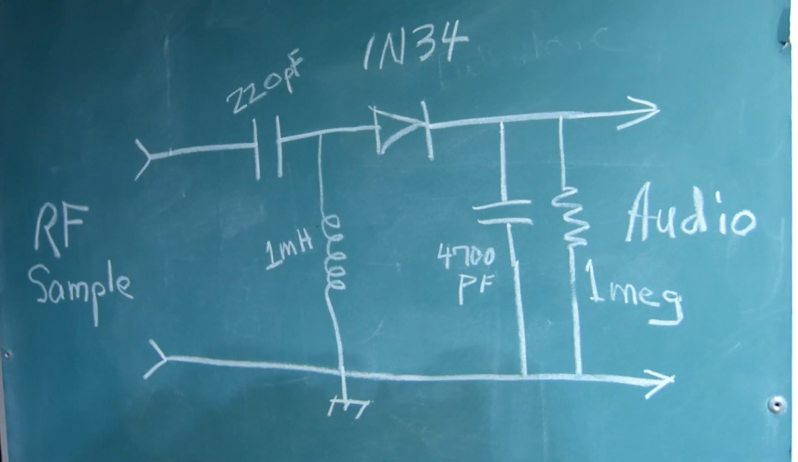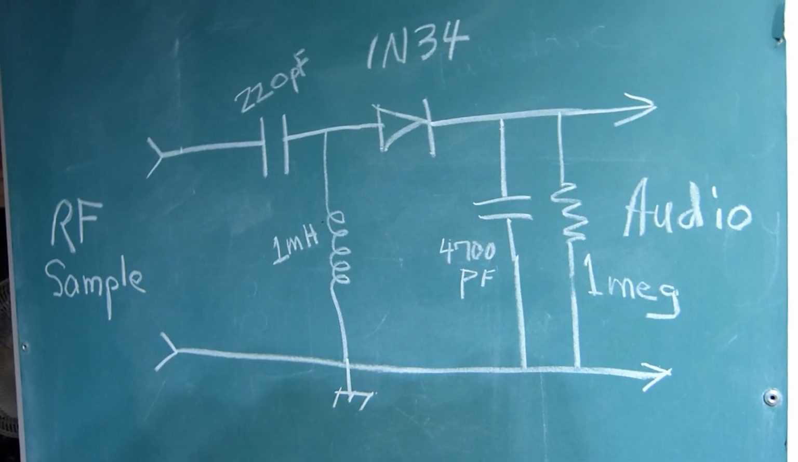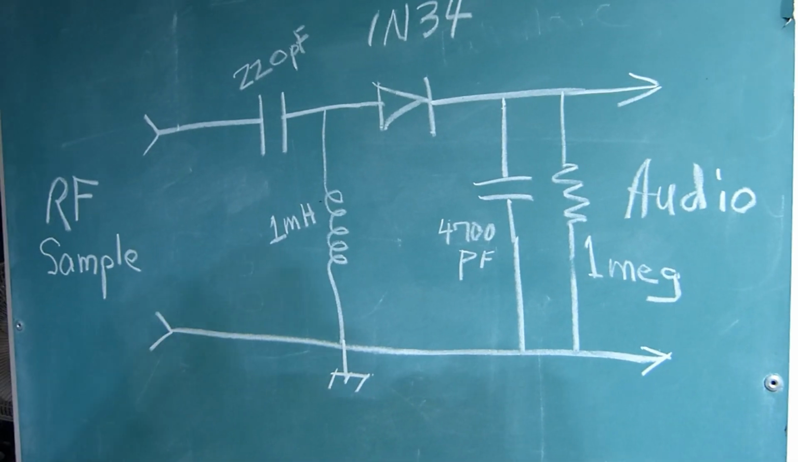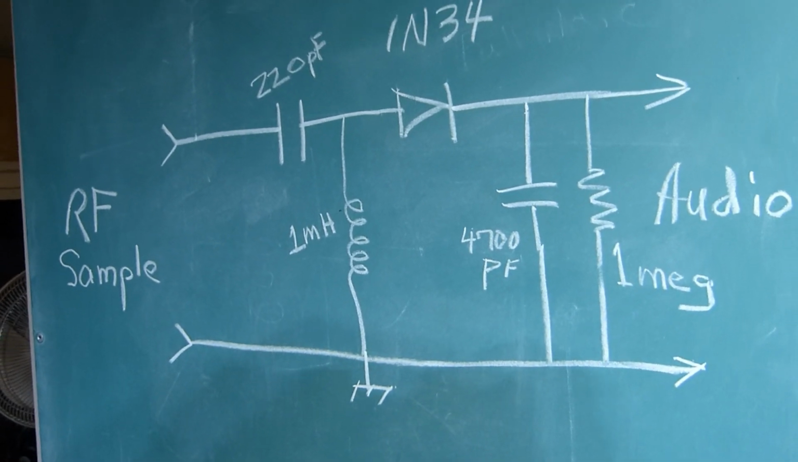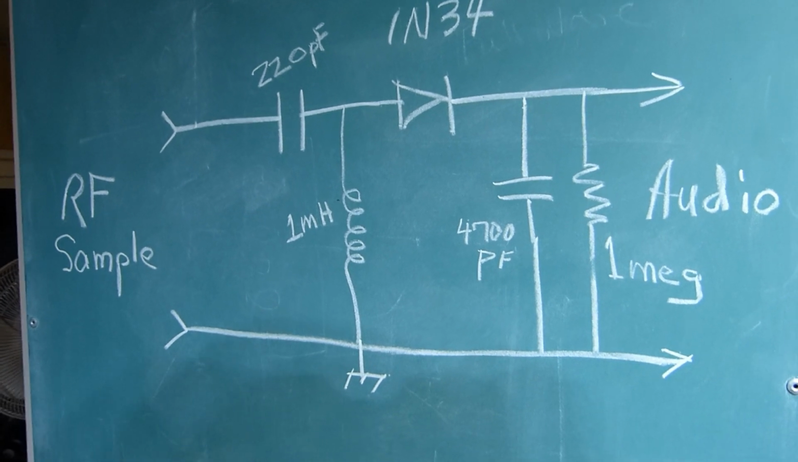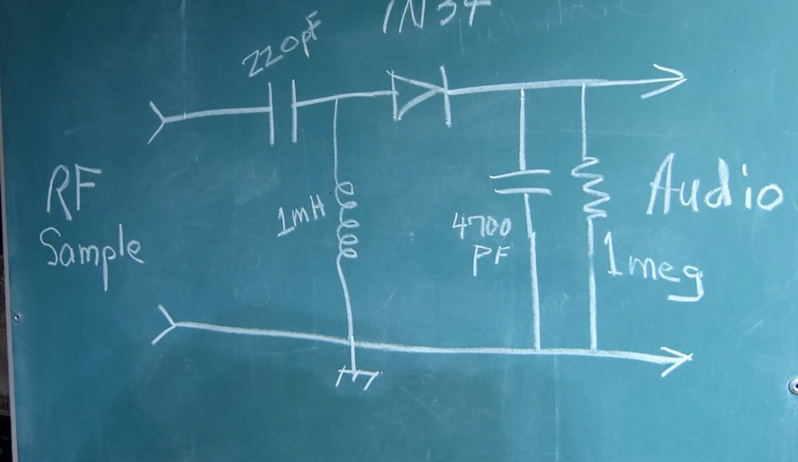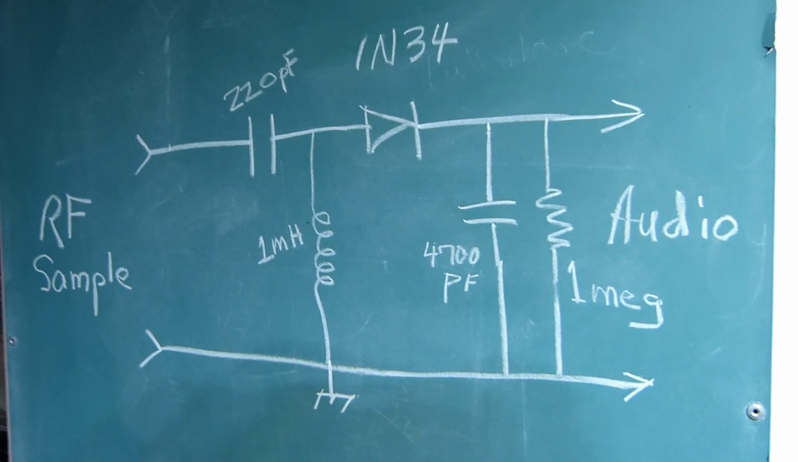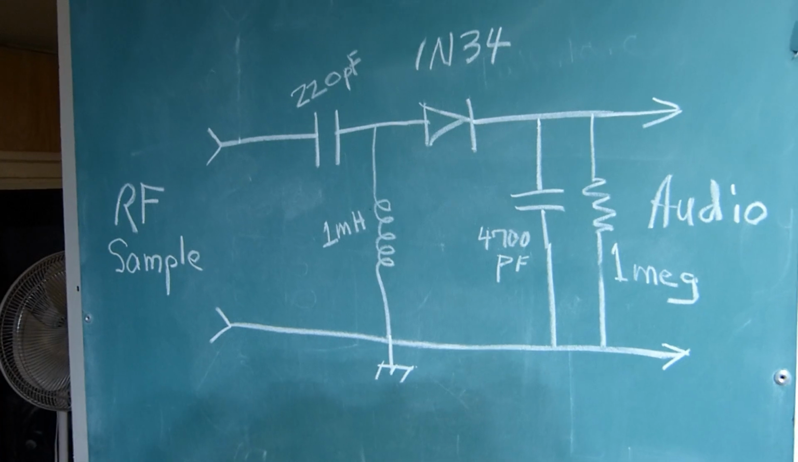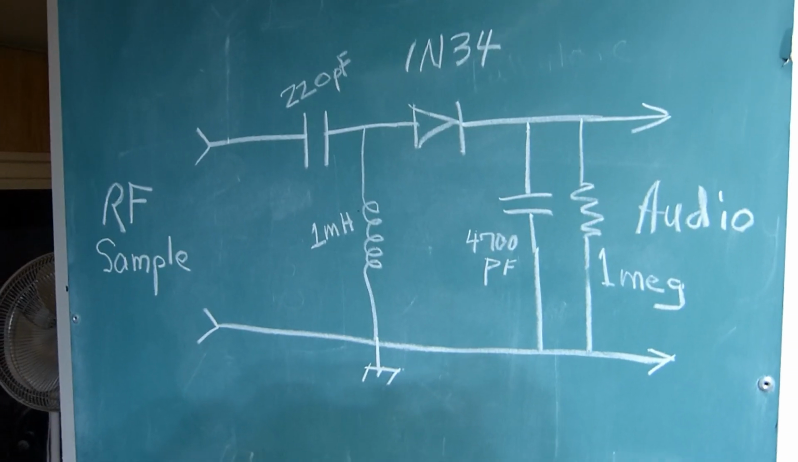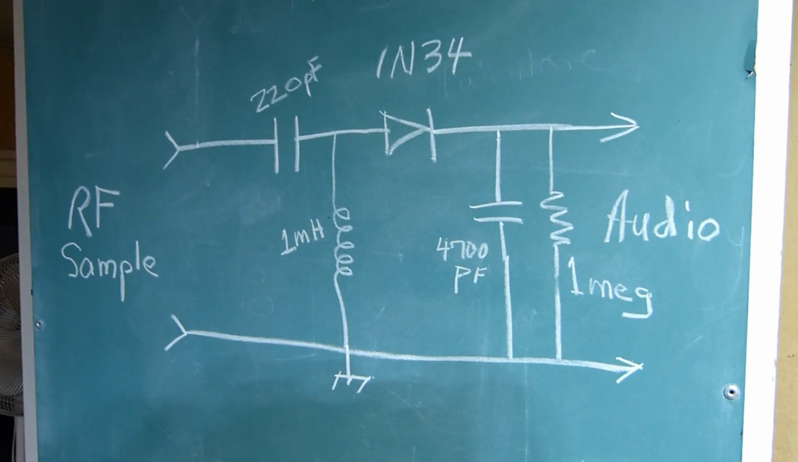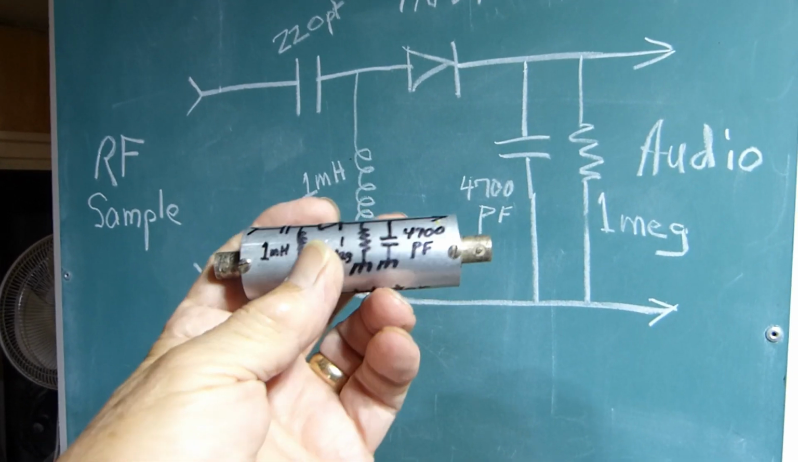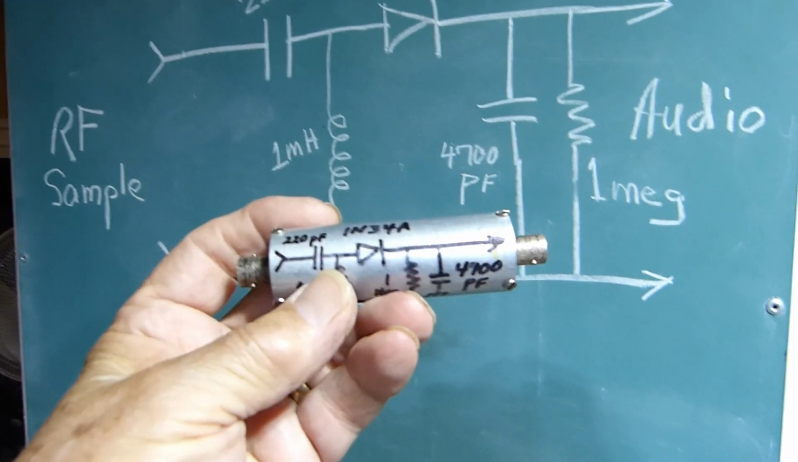Now, as it is right here, it will only demodulate and let you listen to an AM transmission. I like AM, but with a couple of other components, you can demodulate single sideband. The reason I built this is because I wanted to actually hear, with some fidelity, what my transmission sounded like.